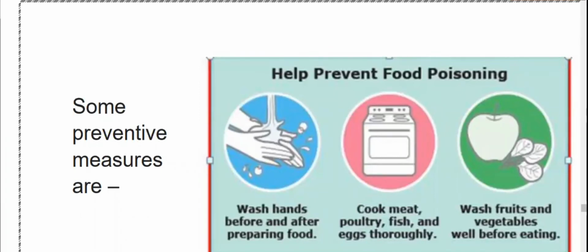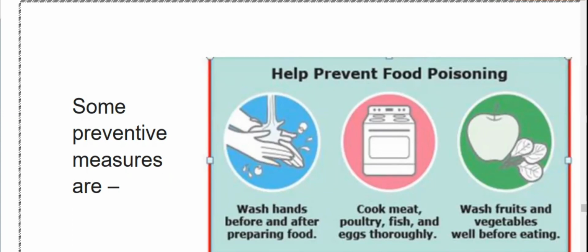So how do we prevent food poisoning? There are some preventive measures. The preventive measures can be to wash your hands before and after preparing the food. And we have also always been advised to wash our hands before taking food. Before taking our meal, we should wash our hands, right? So not only before and after preparing food, but also before taking in the meal, we should wash our hands.